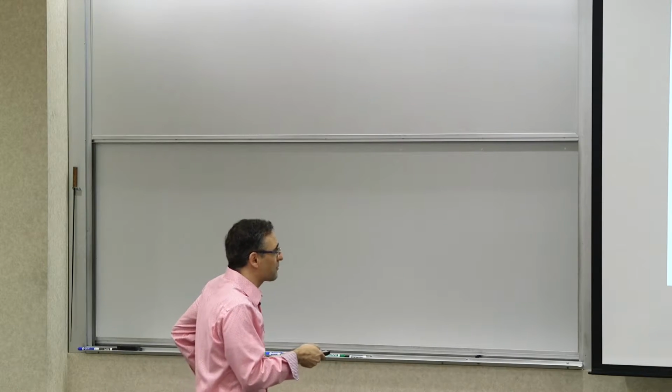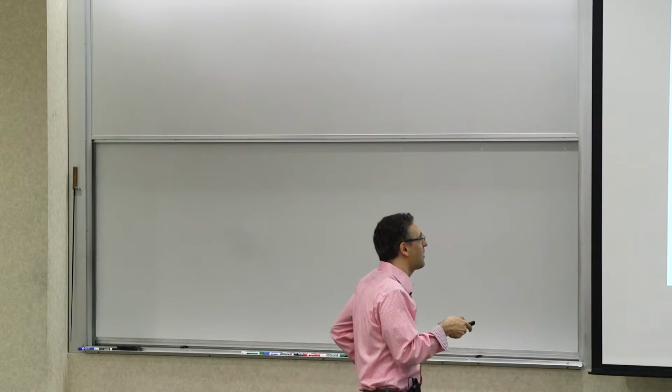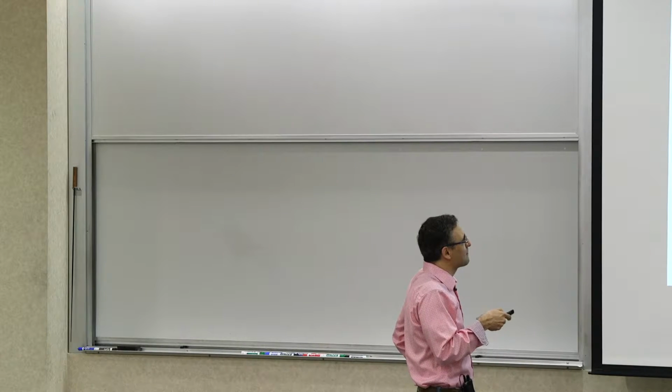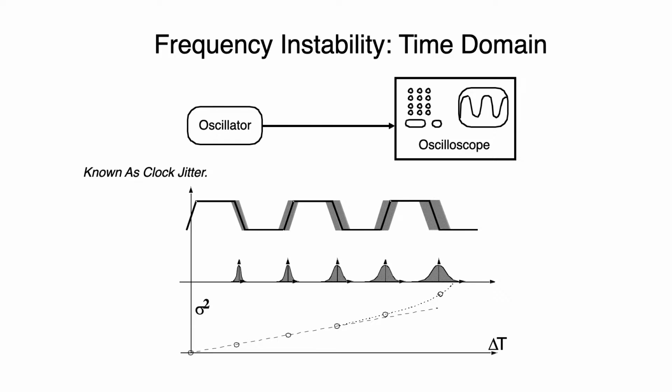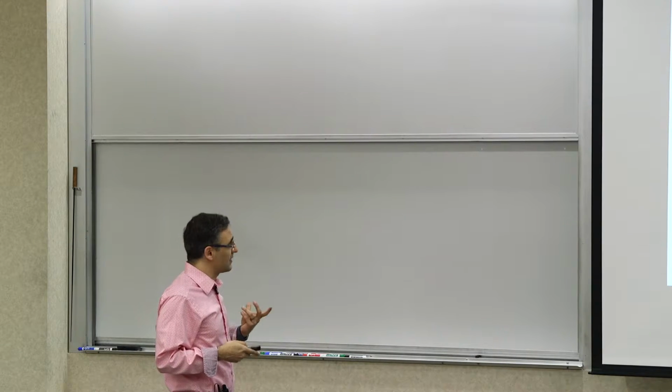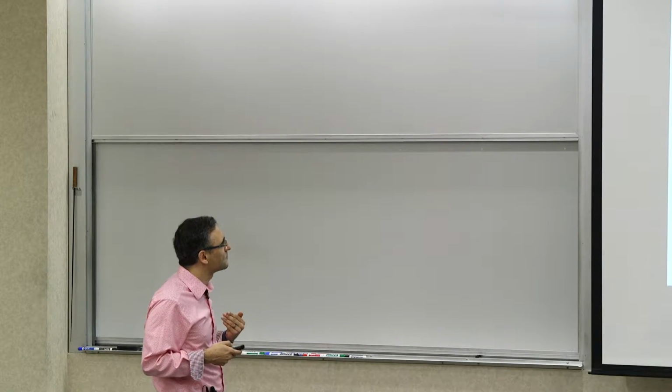And it has actually interesting properties. We'll see why it does have these properties later. But if you plot a histogram of the transition time at the threshold, you will see a spread that grows. And if you plot the variance, you will see that the variance grows linearly first and then quadratically, which basically means that it's the standard deviation that's growing linearly. So this is a time domain picture of the oscillator instability, or frequency instability in an oscillator.